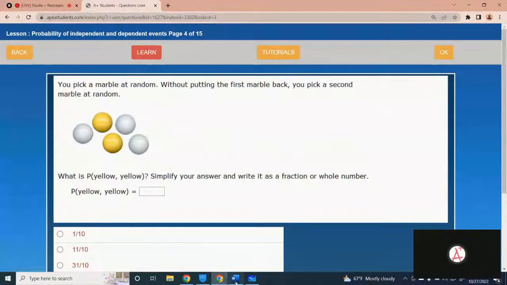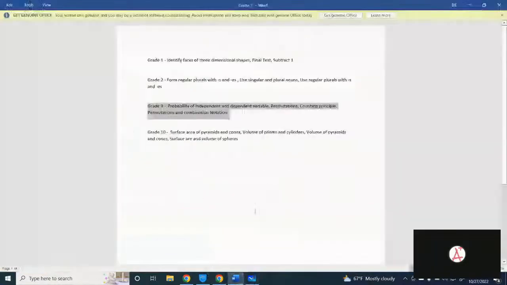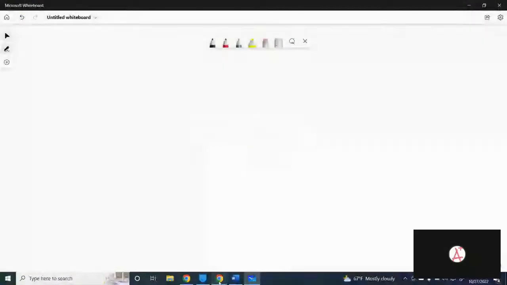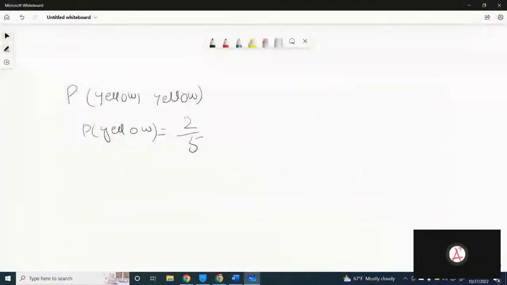Let's just start with the marbles. Out of the five, two of them are yellow and three of them are silver. The probability of yellow and yellow: for the first time you have five options. So the probability of getting yellow is 2 over 5 because two of them are yellow. Got it? But for the second time, the one you selected the first time, you haven't put it back. Now for the second time, you have four marbles.